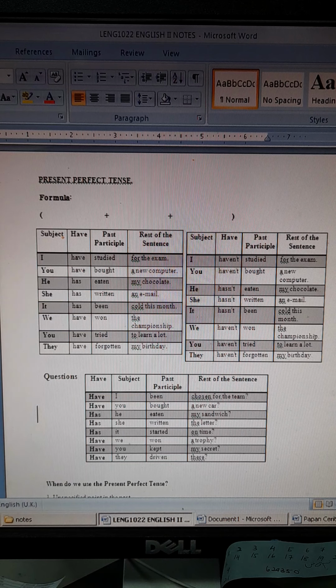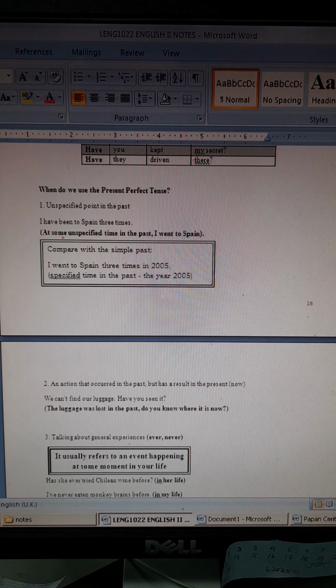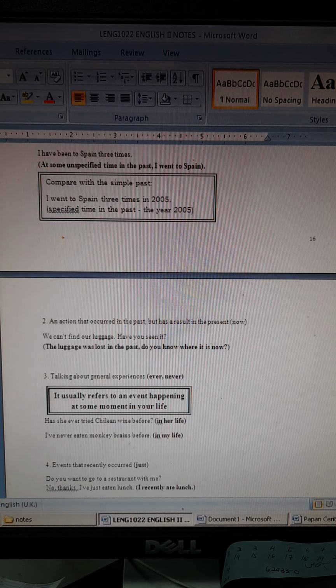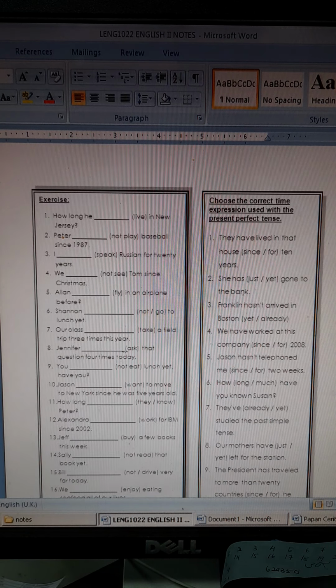Okay, everyone, let's refer to page 16 from our notes on the topics of perfect tenses. So today we are going to focus on present perfect tense. Alright, so if you look at your notes, I have given you three tables on examples of present perfect forms. Okay, the usage, or when do we use present perfect tense, and the exercises.